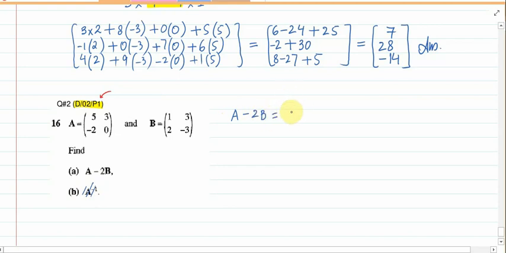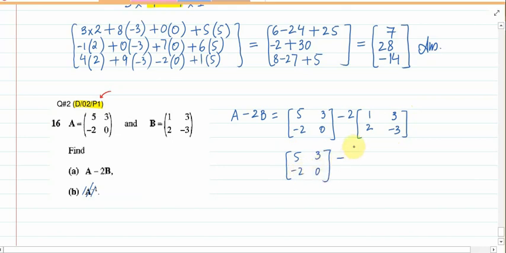So I am going to apply the matrices here. The matrix A is 5, minus 2, 3, 0, minus 2, the matrix B is 1, 2, 3, minus 3, right? Secondly, I will multiply 2 with the matrix. The first matrix remains unchanged. Keep in mind that we leave the negative sign outside the matrix always. So when 2 will be multiplied with the elements, we get 2, 6, 4, minus 6.